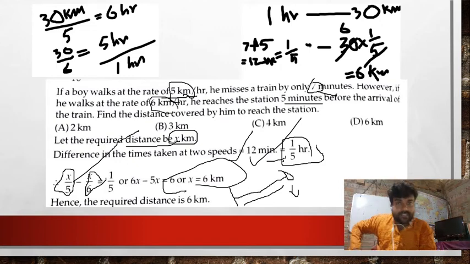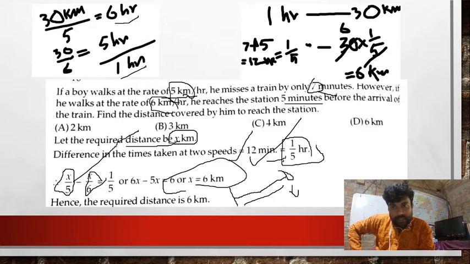I find the answer in a different way. Here you can see 5 kilometer and 6 kilometer, so we can go with the LCM. Let us take 30 kilometer as the distance. At 5 kilometer per hour it takes 6 hours, and at 6 kilometer per hour it takes 5 hours. So the difference is 1 hour.